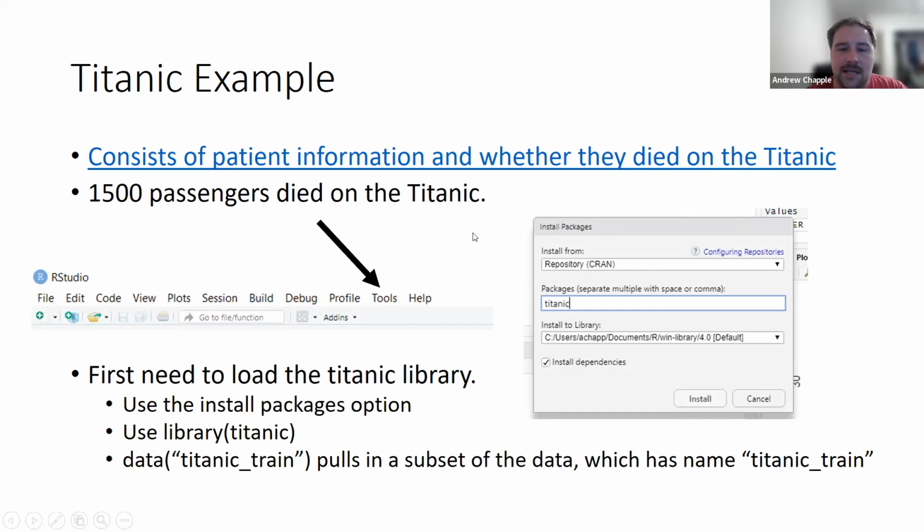Okay, so let's look at a data set. This is going to be an example data set. It's called the Titanic data. I install the package and load it with library(Titanic), and then I need to pull this data set, Titanic train, which is a subset of the data.